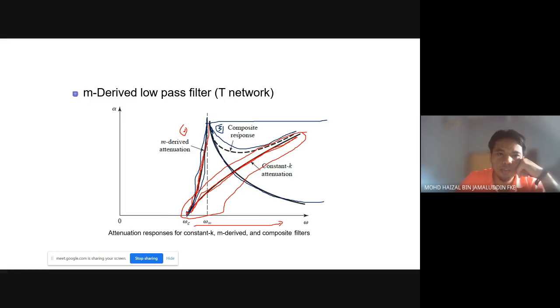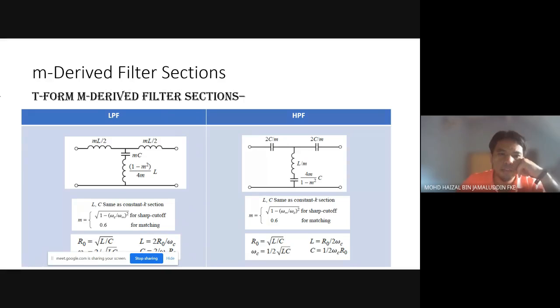So now we proceed with the second technique, which is the T-form m-Derived filter section. The same as constant K, you can have the T and pi forms for both low pass filter and high pass filter. But in my slide here, I only show the T form for the low pass filter and high pass filter.